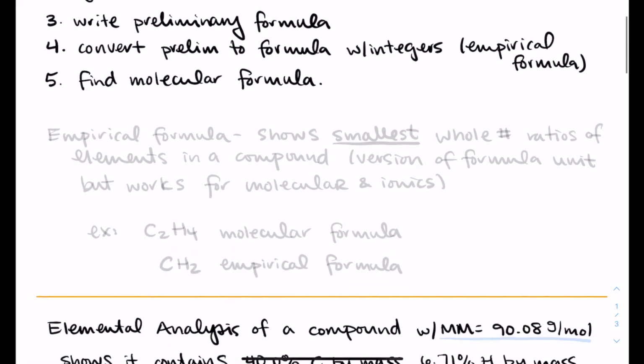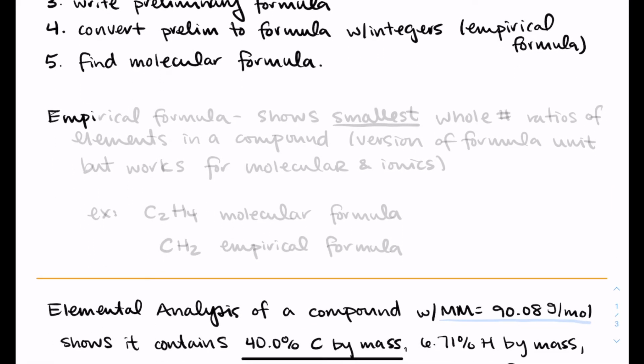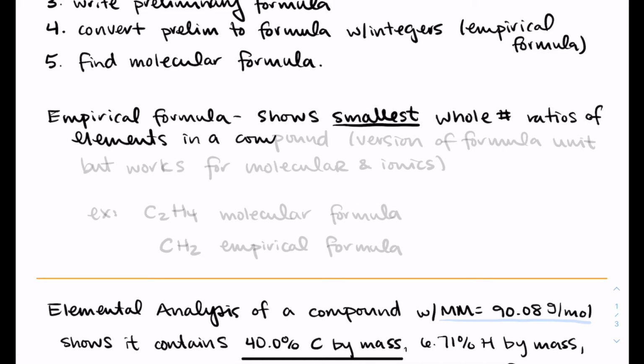The empirical formula, so this first thing that you get, shows the smallest whole number ratios of elements in a compound. It's kind of a version of formula unit, but it works for both molecular and ionic compounds. So as an example, something that has the molecular formula of C2H4 would have the empirical formula of CH2, right? These subscripts have been reduced to the smallest whole number ratios.